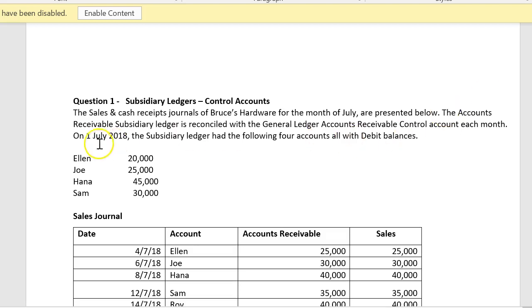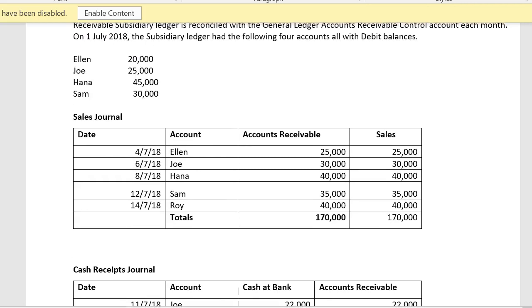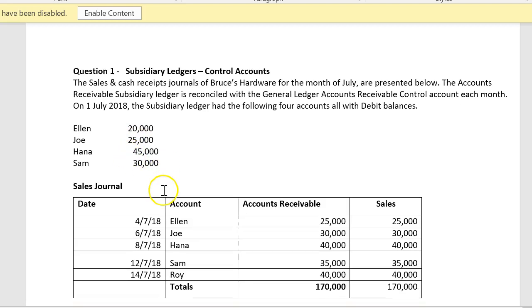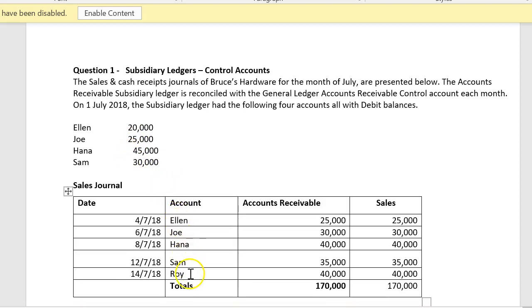So here you're given a sales and cash receipts journal question. First, let's complete the main control account. Now keep in mind there are two sets of subsidiary ledgers, accounts receivable subsidiary ledgers and accounts payable subsidiary ledgers. In this question we deal with accounts receivable subsidiary ledgers. You're given four customers: Ellen, Joe, Hannah, and Sam. Now keep in mind there's another customer called Roy, who does not have an opening balance.